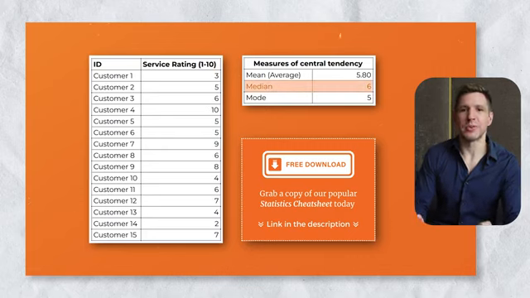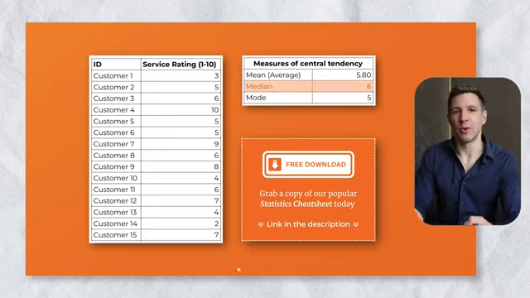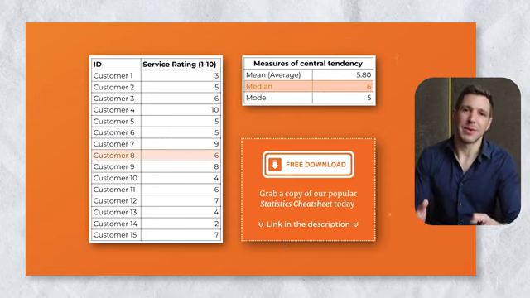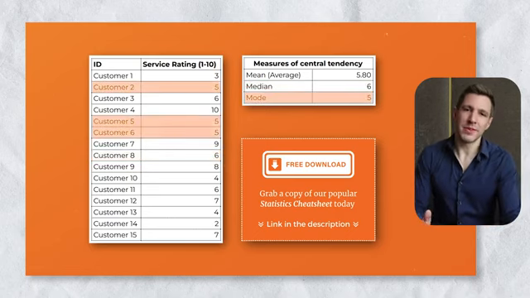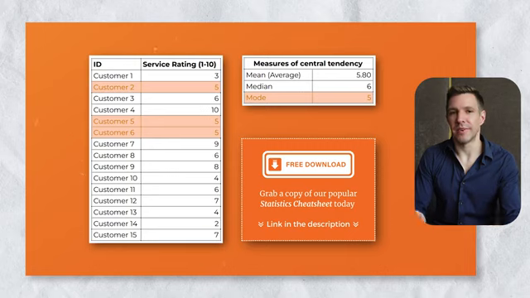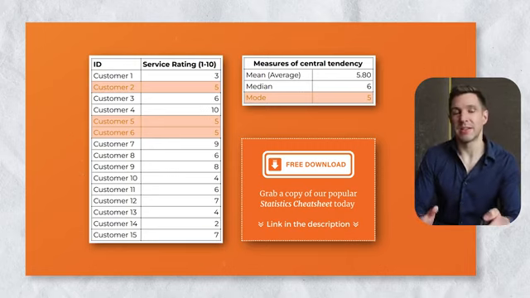In other words, if you were to list all the responses in order from lowest to highest, customer number 8 would be right in the middle, with their service rating being 6. Lastly, let's look at the mode of this data set, which is 5, as 5 is the most frequently occurring rating, appearing 3 times in total.